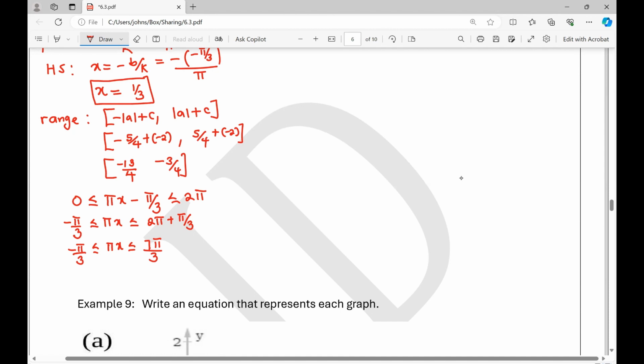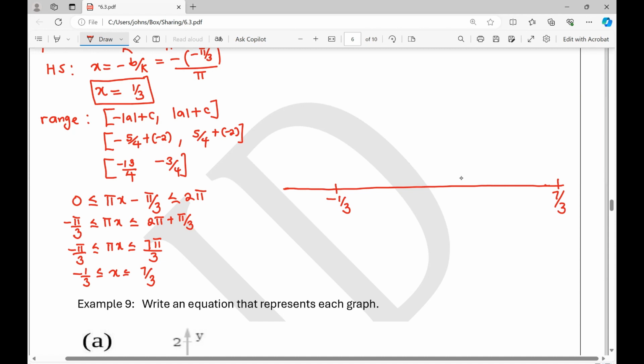Okay. Now, if you divide both sides by pi, you will just have minus 1 over 3 less than x is less than or equal to 7 over 3. So it means that we are going to be dealing with this interval, which is just minus 1 over 3 up to where? Up to 7 over 3. This is the interval we're going to deal with, right?